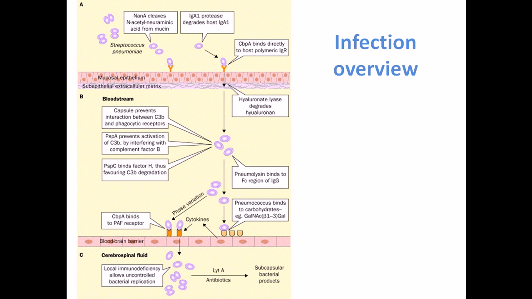And not only that, but they can also shift through phase variation. Now that phase variation will certainly change the type of outer cell proteins they have. As a result of that, the bacteria's ability to bind with different receptors changes. For example, pneumococcus can bind to carbohydrates like GalNAc. It can also bind to the PAF receptor using another protein called CBPA.